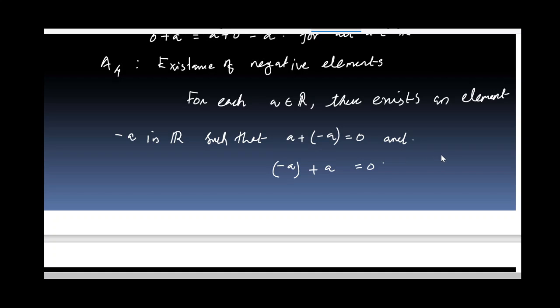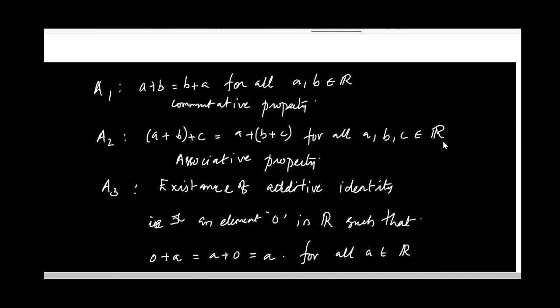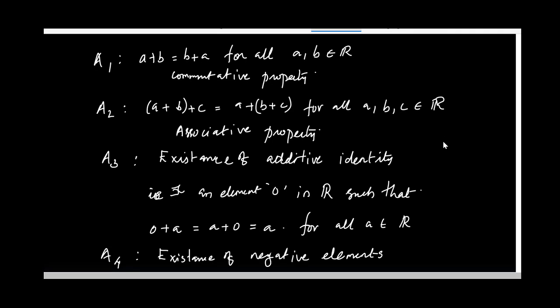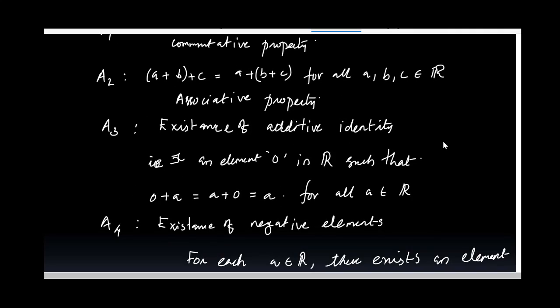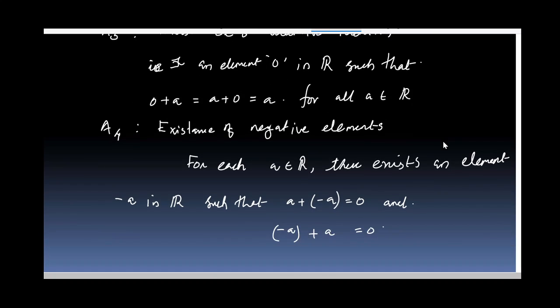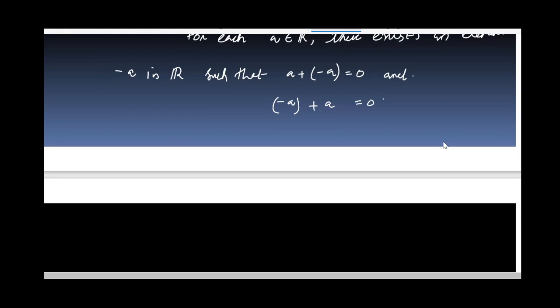So what do all these axioms indicate? A1 commutative property, A2 associative property, A3 existence of identity, and A4 existence of negative element or the inverse. So this A1, A2, A3, A4 together implies real numbers with addition is an abelian group. That we can name afterwards. And some more properties are there.